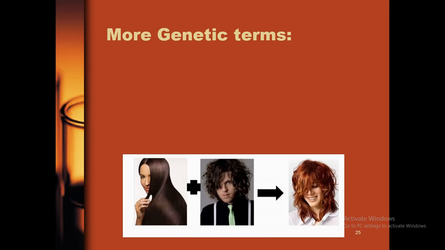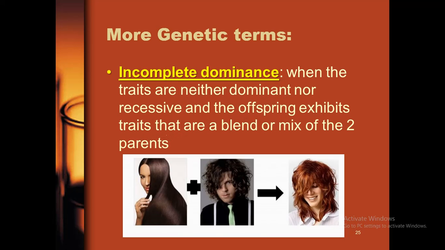And there are some more genetic terms like incomplete dominance. When the traits are neither dominant nor recessive and the offspring exhibit the trait which is a blend or mixture of both parents. For example, if the mother has straight hair and the father has curly hair and the offspring gets wavy hair, this is known as incomplete dominance.